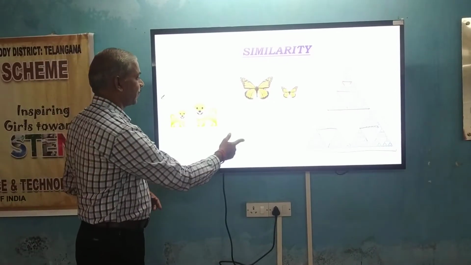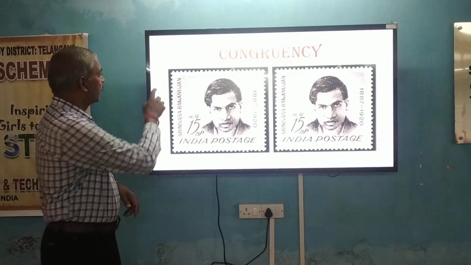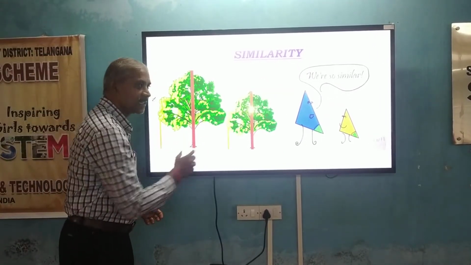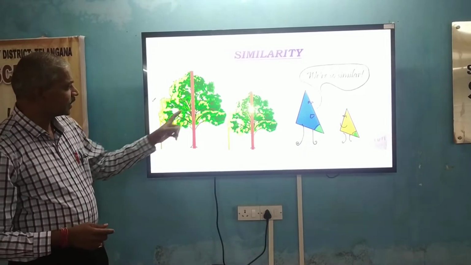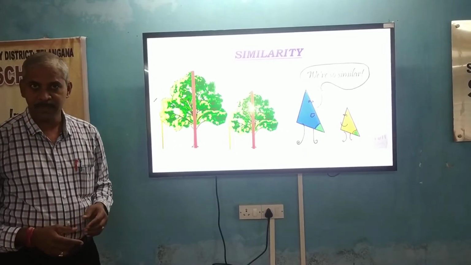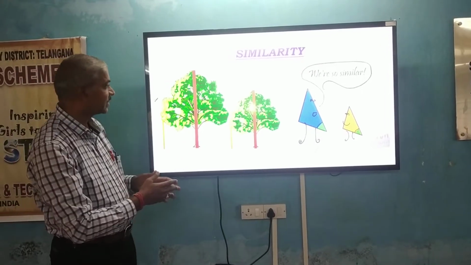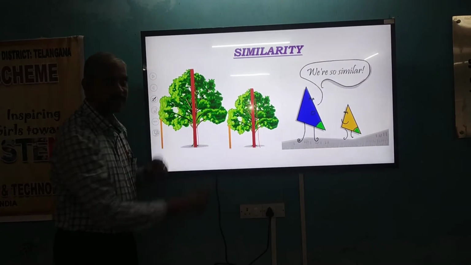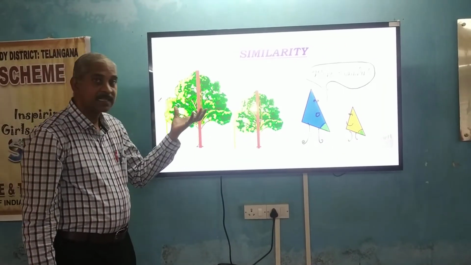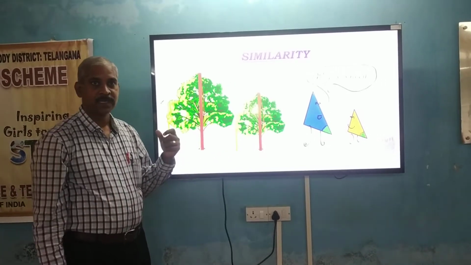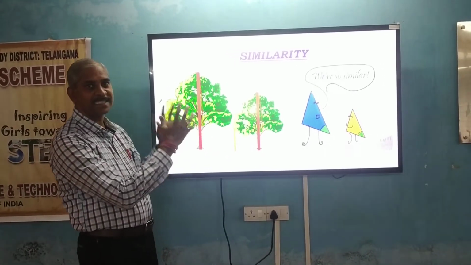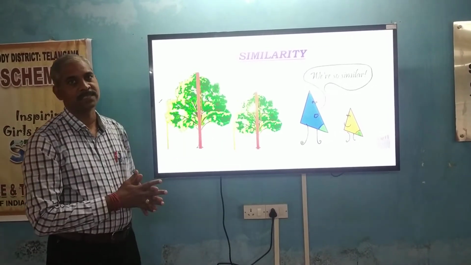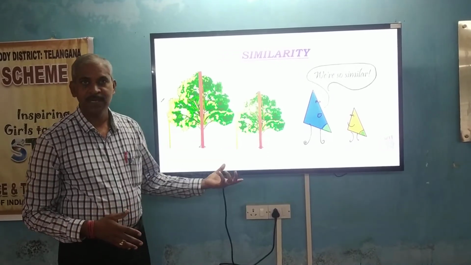We will see one more. Here two trees are there. These two trees are the same in shape, but they are different in size. If you see the height, the height is different. So they are similar, they are not congruent. If their shape and size are both the same, then we say they are congruent, but these are the same in shape but different in size. That is why they are called similar figures.